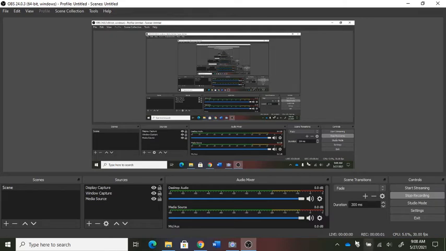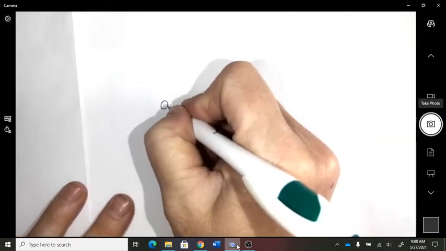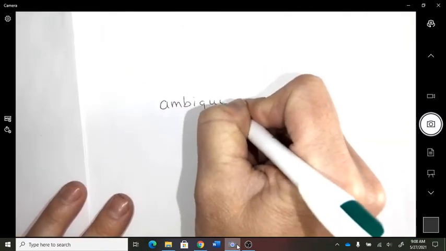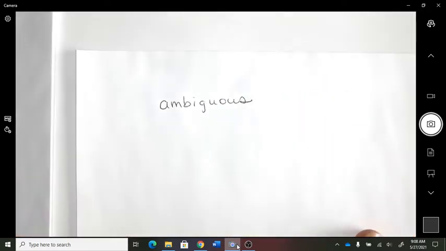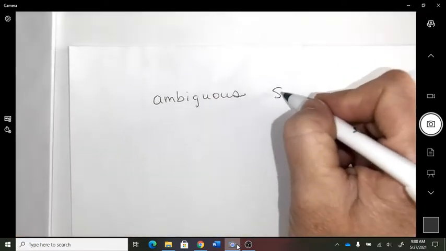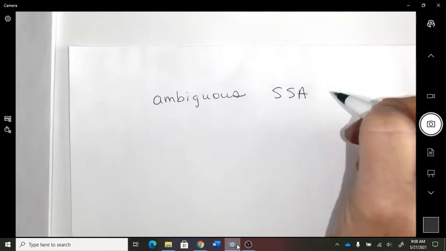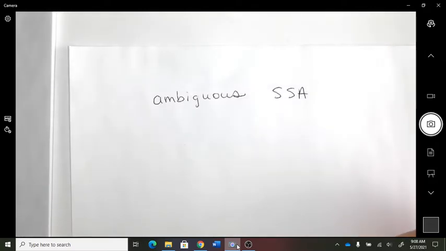Okay, the ambiguous case, let's just talk about it. We don't have any questions we're going to solve. This is when I have an SSA and it can create problems.